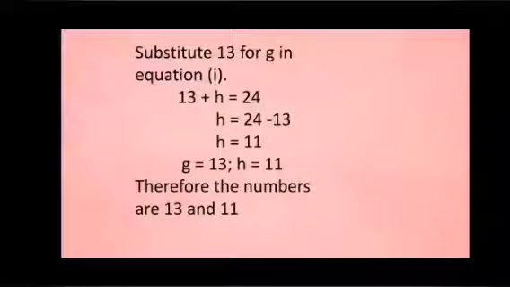To get the value of H, I'm going to substitute 13 for G in equation 1. So 13 plus H is equal to 24. I collect my like terms. H is equal to 24 minus 13. And 24 minus 13 is 11. So H is equal to 11. G is equal to 13, H is equal to 11. Therefore, the numbers are 13 and 11.